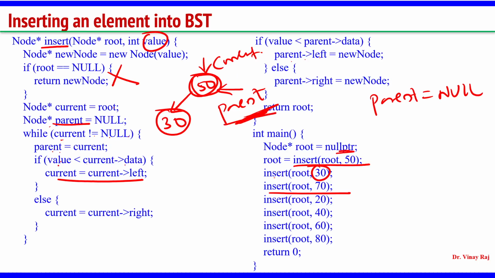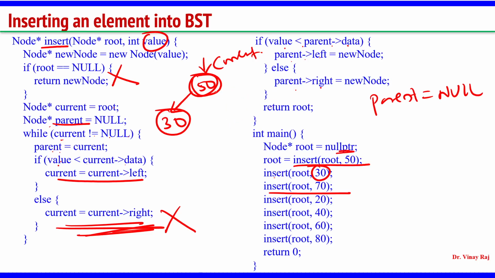If value less than current data, is 70 less than 50? No. Is it greater? Yes, then current equal to current right, which is already null, this is also null. So there is no change in this, nothing will happen because of this statement, because current right is null, we cannot go there. Now if the value is less than parent data, is 70 less than parent data? No, then parent right equal to new node. So for this node, on the right side the new node will come, that is 70. Okay, now let's again see, this is my current.